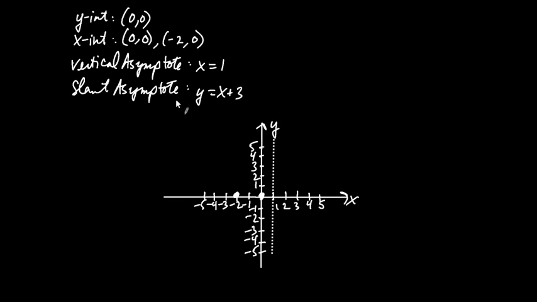And I also have this slant asymptote, the line y equals x plus 3. Now to graph that, this is a line, right? It's got an x-intercept at negative 3 and a y-intercept at positive 3. So that slant asymptote is going to go like this. Let's go ahead and graph that in now. Okay, so there's our slant asymptote. Now let's go ahead and write the function here as well in factored form. It was y equals x times x plus 2, divided by x minus 1, I think it was, yeah.